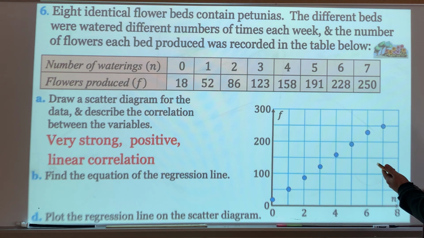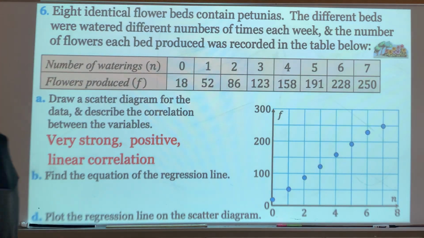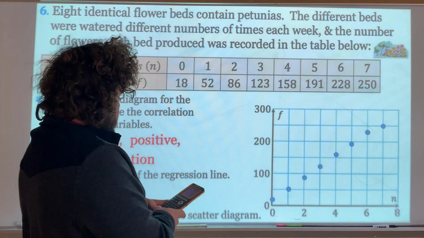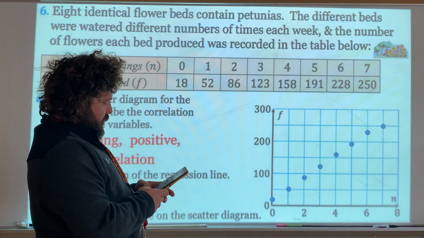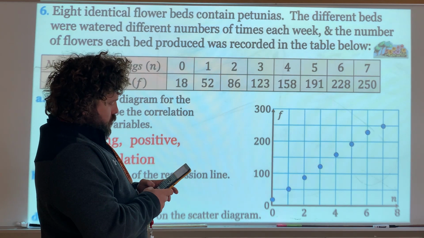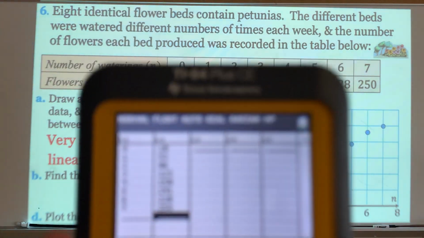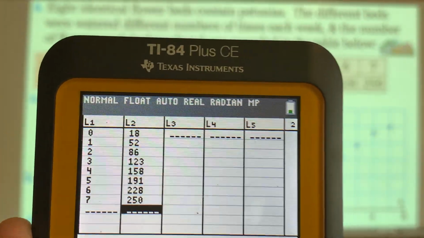Find the equation of the regression line. Well, we've got to type some stuff into our calculator to give us the regression line. I'm going to go second mem, clear all lists, which is number 4. I'm going to go to stat, edit, and type in my stuff. 0, 1, 2, 3, 4, 5, 6, 7. That was an easy column. All right, let's do the next one. 18, 52, 86, 123, 158, 191, 228 and 250. Looking pretty good, right?